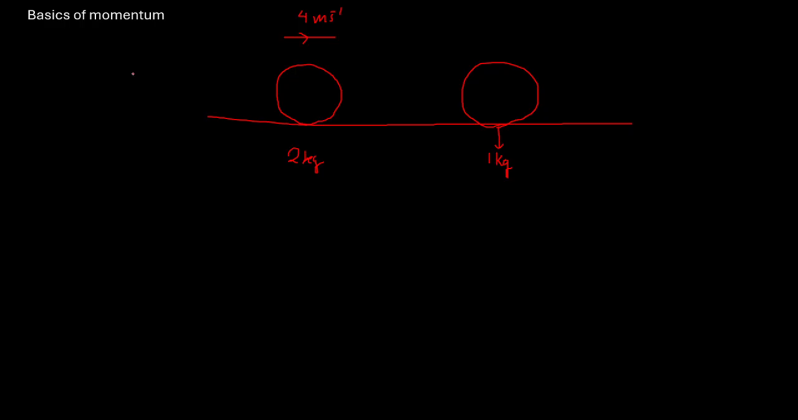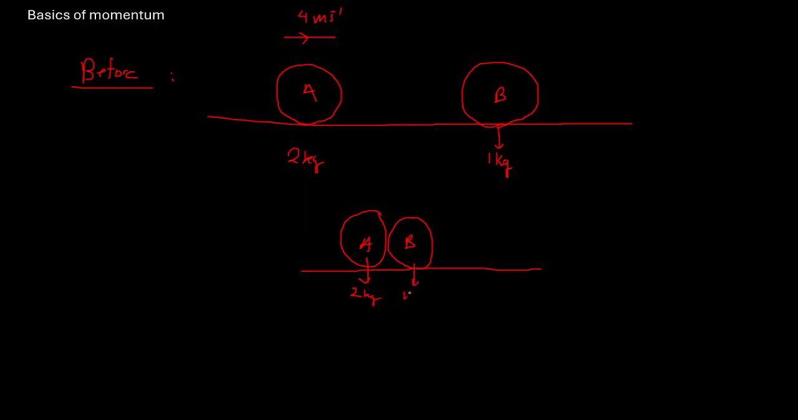Now this is what happens before the collision. You should understand that what happens before the collision is pretty much what happens during a collision. So during the collision, the two balls are going to be like this. They're about to collide, or they are colliding. Let's label them A, B. So in this case we'll have A and B on the floor. This is 2 kg, this is 1 kg, and A is striking B with 4 meters per second. So this is what happens during the collision.